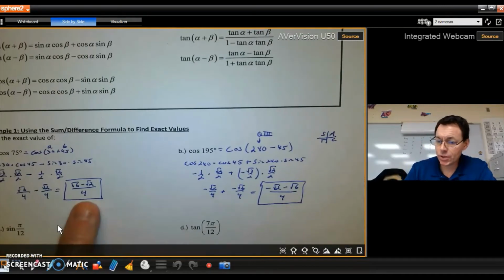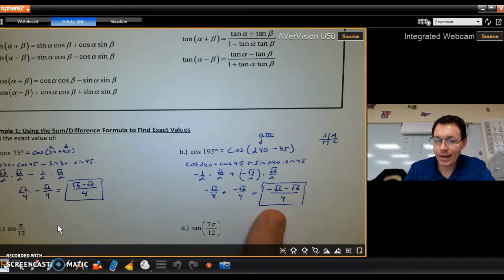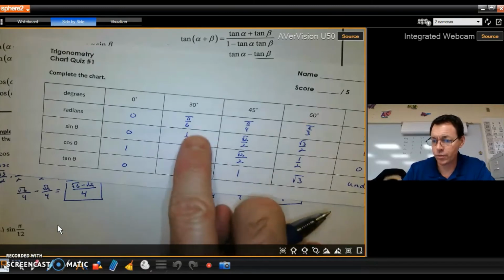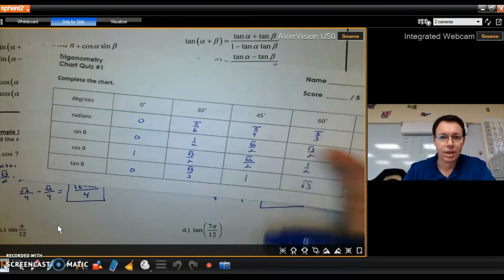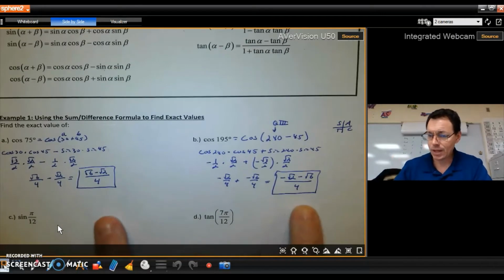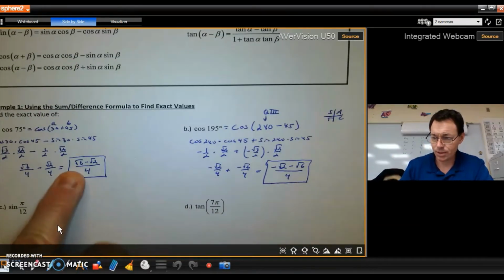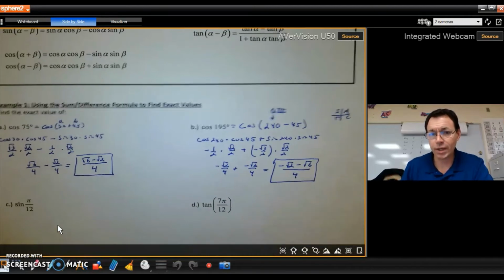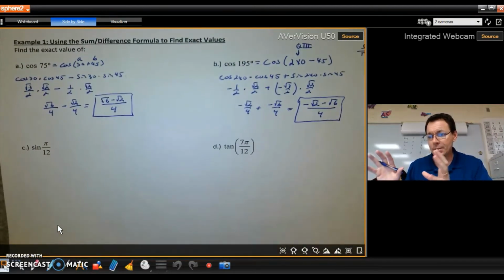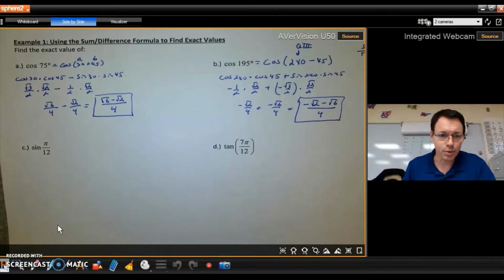Now, notice that there's a lot of similarities between these two answers. You're going to see that happen a lot. There's only so many numbers we're using on our chart, the 1 over 2s, the radical 3 over 2s. So you're going to see what looks like the same answer. Now, these are not the same answer because on this one, the radical 6 is positive and this one is negative. So they're different numbers. Just in their simplified exact form, they look very similar to each other.